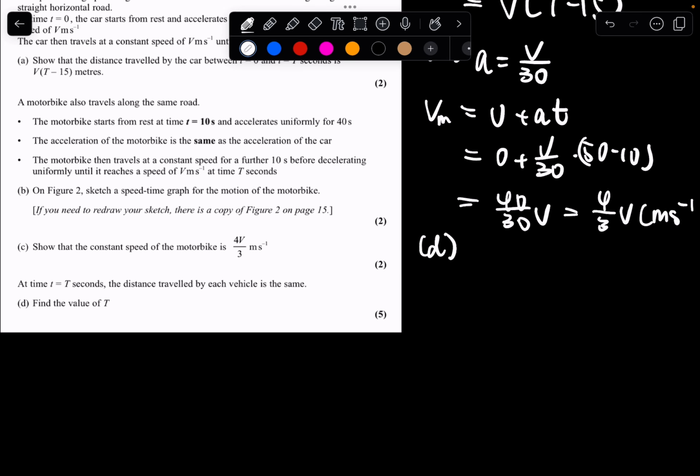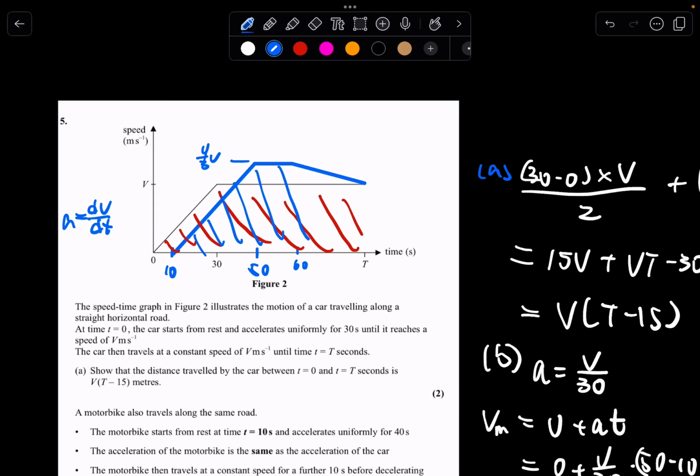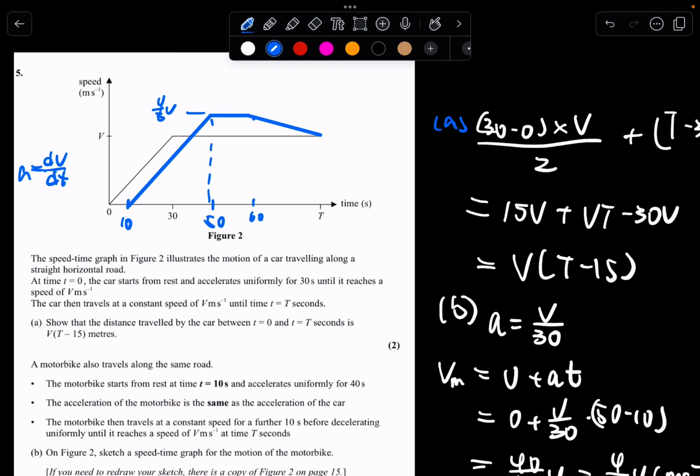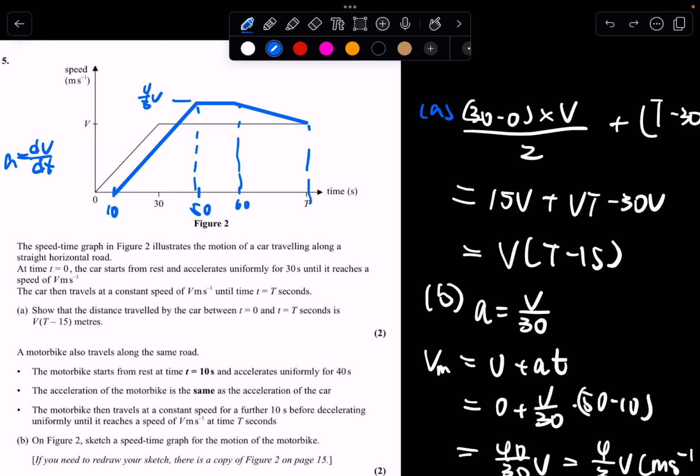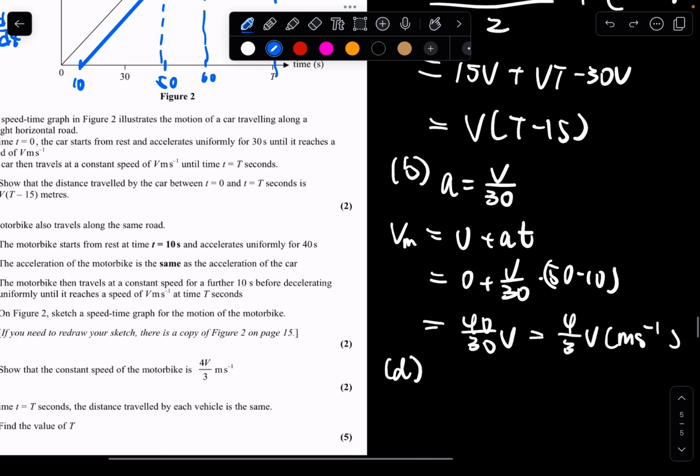Last part, find the value of T, given that at time t equals T seconds, the distance traveled by each vehicle is the same. So how do I draw this? This area is equal to this area. Now let's find this new area, this blue area. We can split this into some sections. This is a triangle, and this is a rectangle. This one is called a rhombus, I think. I don't know. I'm not too good at geometry.